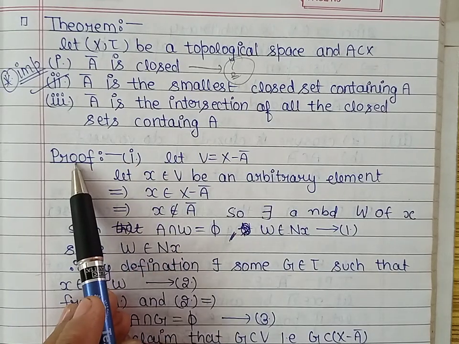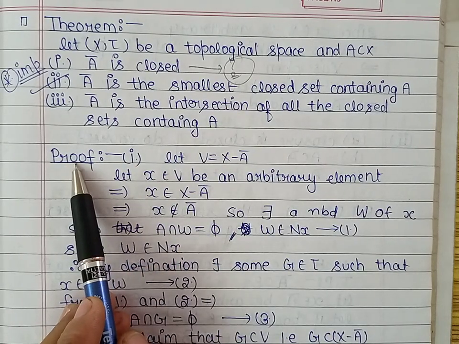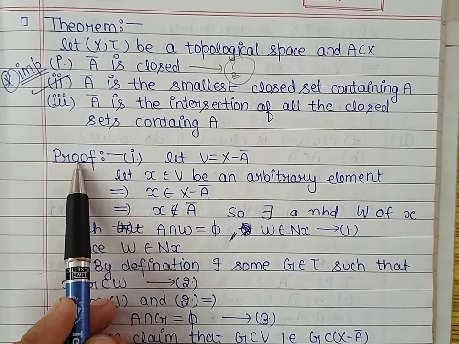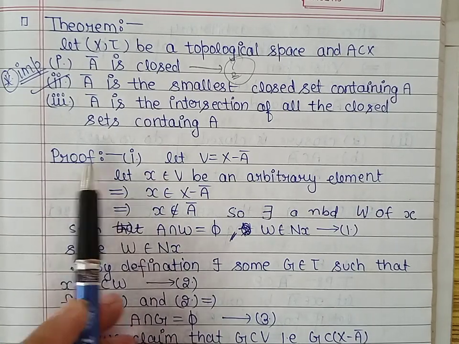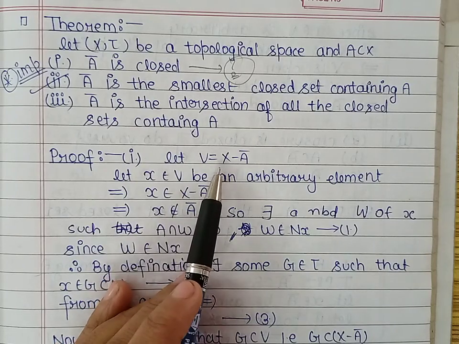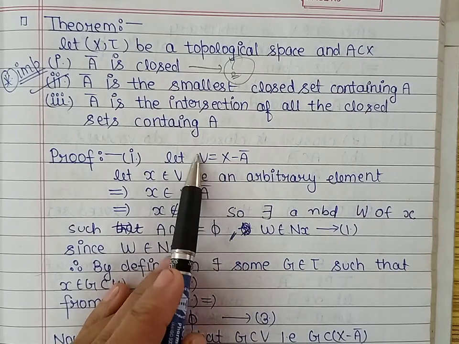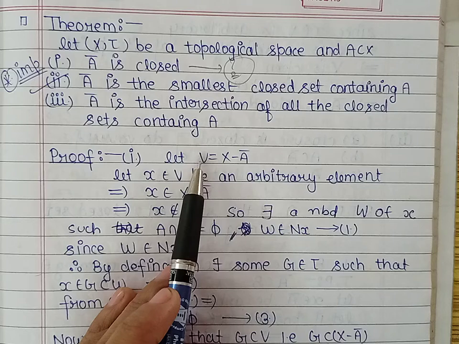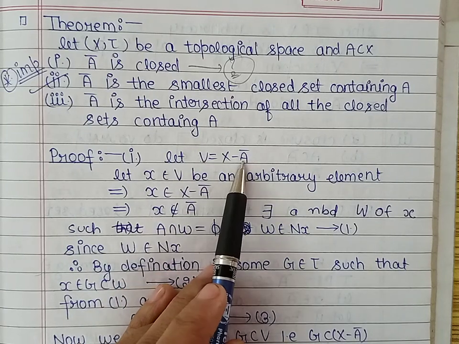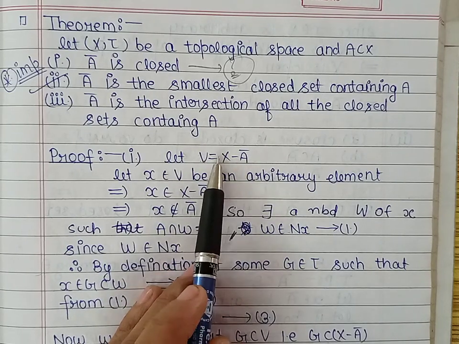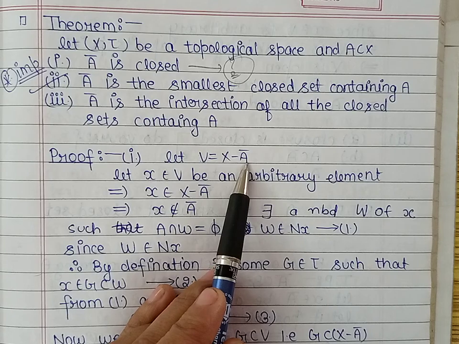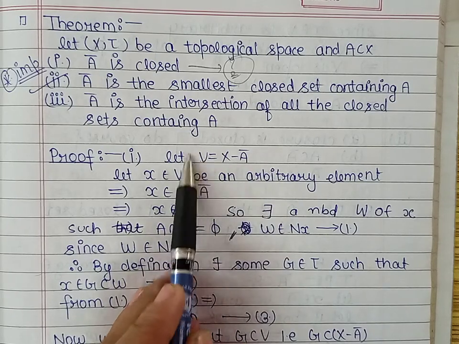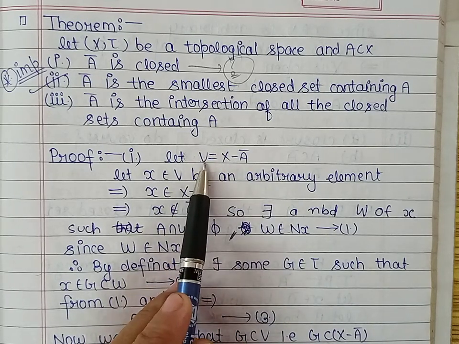So first of all, we prove that A closure is closed. In order to prove A closure is closed, we prove that its complement is open. So let us denote the complement of A closure by V. By definition, the complement of A closure means X minus A closure. To prove V is open, we prove that V is a neighborhood of each of its points.